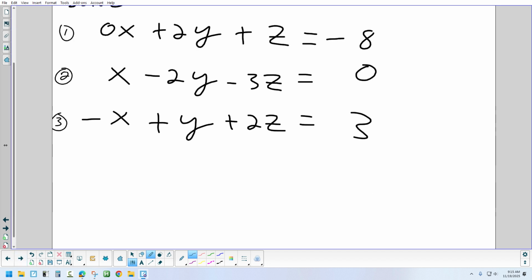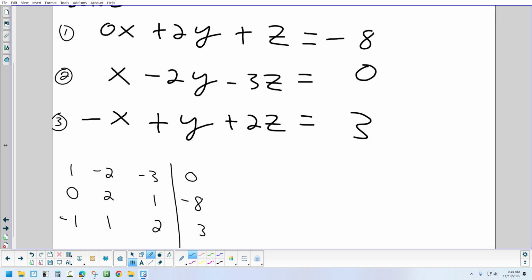So as I write down my matrix, I'm going to do the swap right away. So we're going to write down 1, -2, -3, 0. I'm putting row 2 at the top. And now I'm going to swap row 1 and put it in the middle. 0, 2, 1, -8. And row 3 is just going to stay right where it is. -1, 1, 2, 3. Always make sure you copy down your numbers correct. I think everything looks good there.